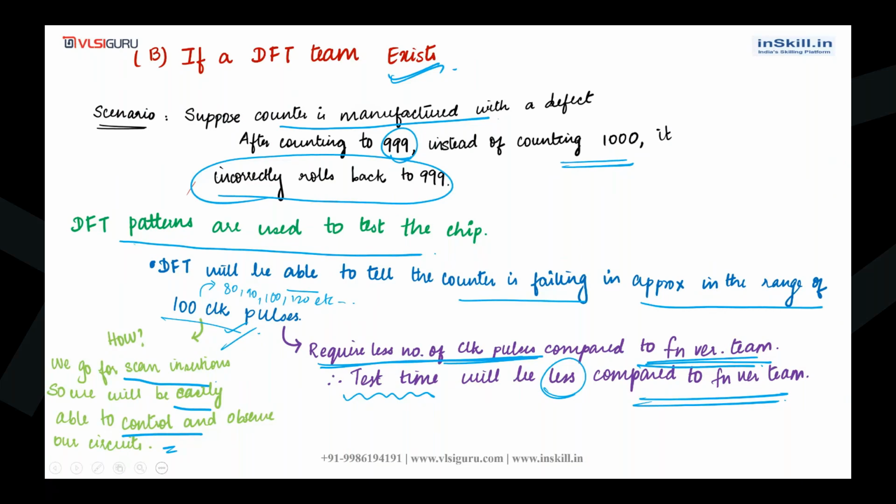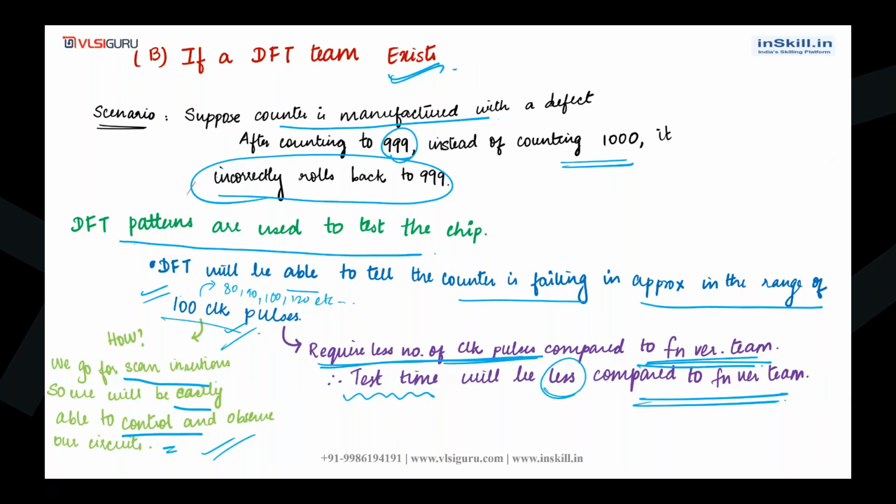We'll explore more on how DFT engineers are able to tell that the counter is failing in approximately 100 clock pulses. We will explore this when we do the regular course. When we go into the advanced part of the DFT training, in the scan insertion topic, you will be able to understand how DFT engineers are able to tell that the counter is failing in approximately 100 clock pulses.